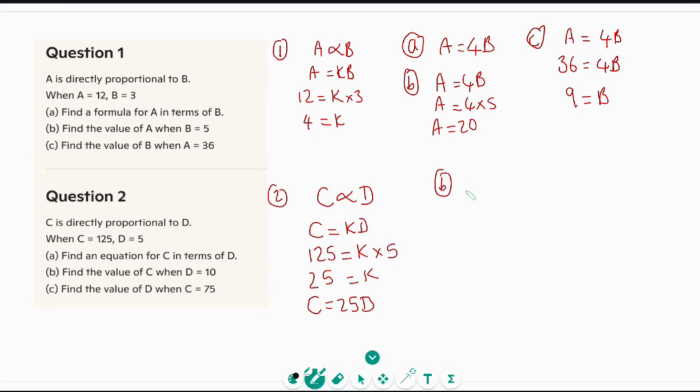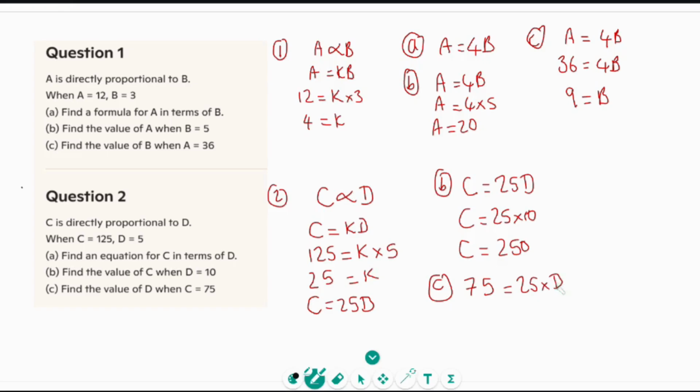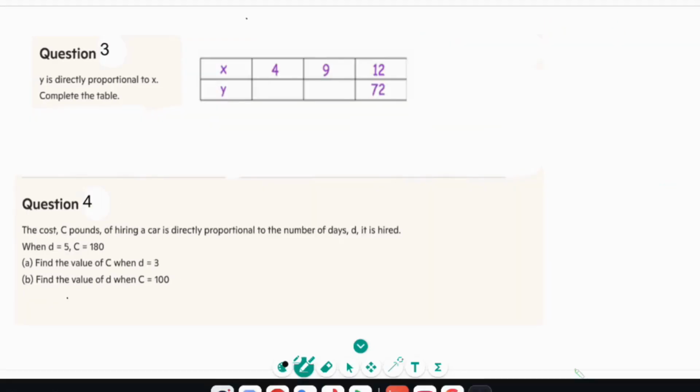Find the value of C when D is 10. I know C is equal to 25D. So 25 times 10, C is 250. Let's see. Find the value of D when C is 75. Divide both sides by 25. D is 3.